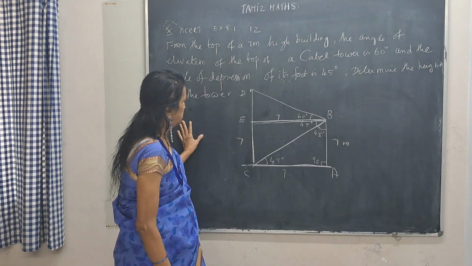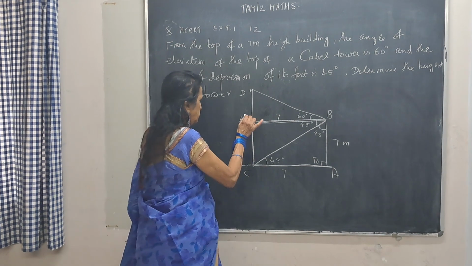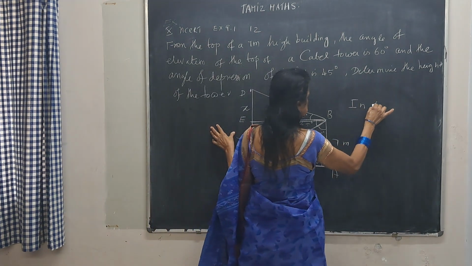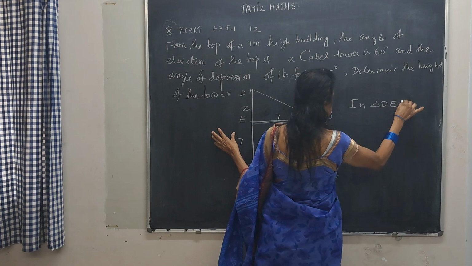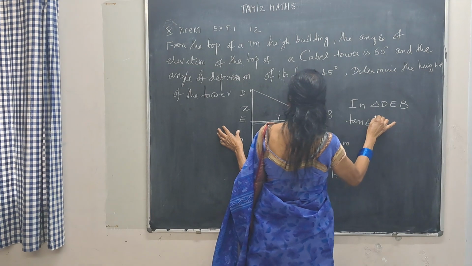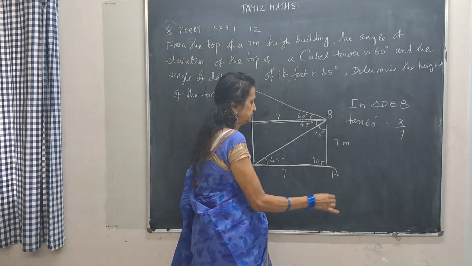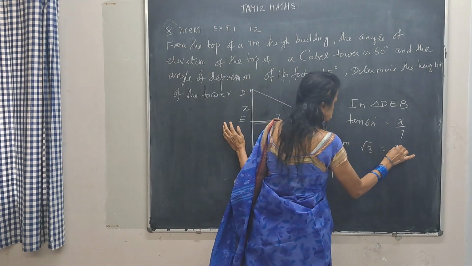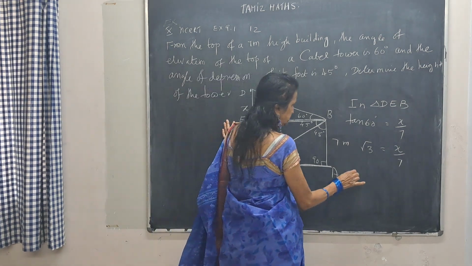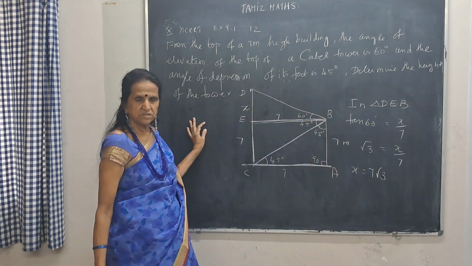Now consider the triangle DEB. I can call this X. In triangle DEB, tan 60 is x by 7. Tan 60 is root 3, so root 3 is x by 7. So x will be 7 root 3. X is 7 root 3.